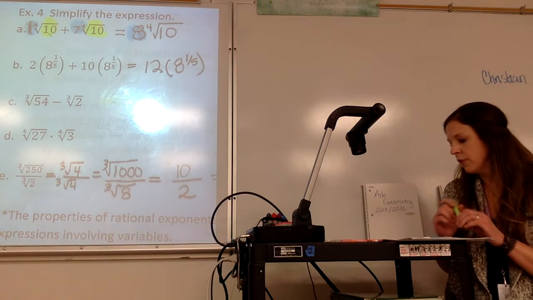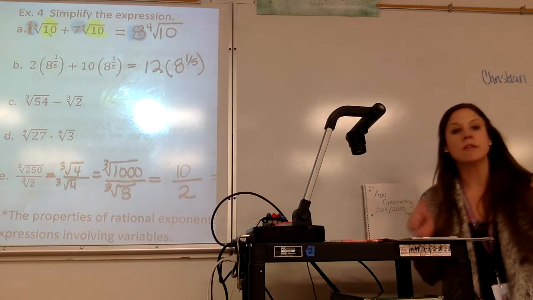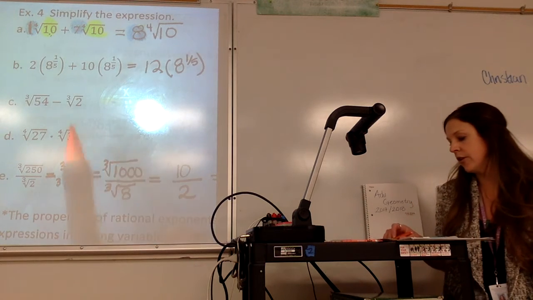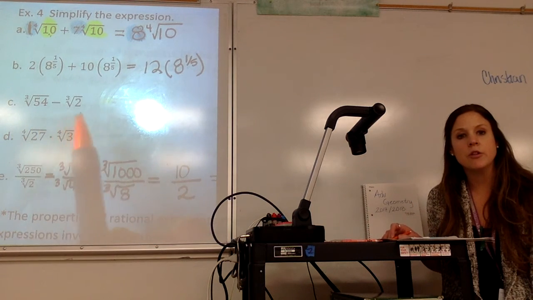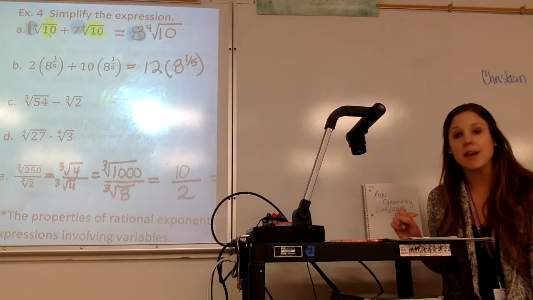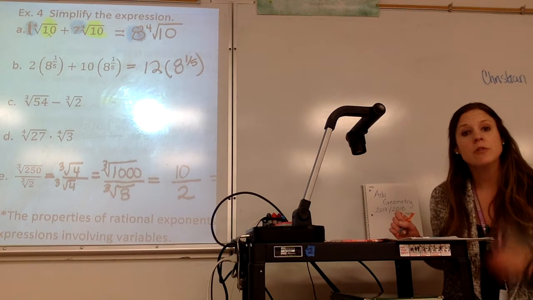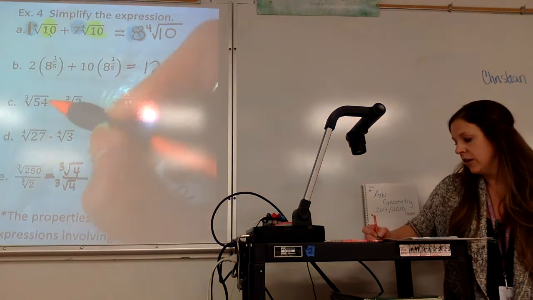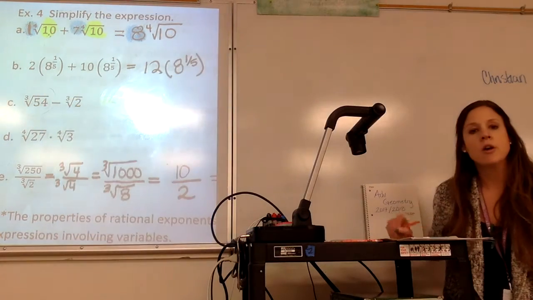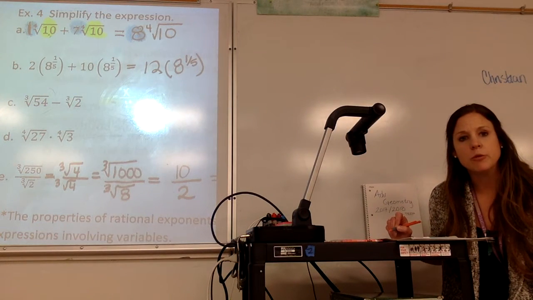Okay, moving on. Letter C, you'll notice that they're not the same. So the cubed root of 54 and the cubed root of 2 are not the same, so you can't add or subtract unless they are the same. So your job is to make this, the cubed root of 54, hopefully somehow match the cubed root of 2.